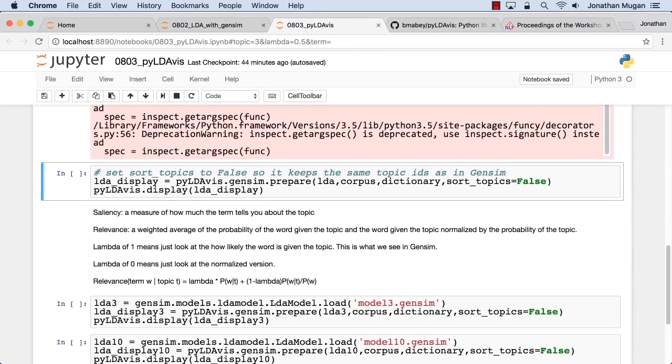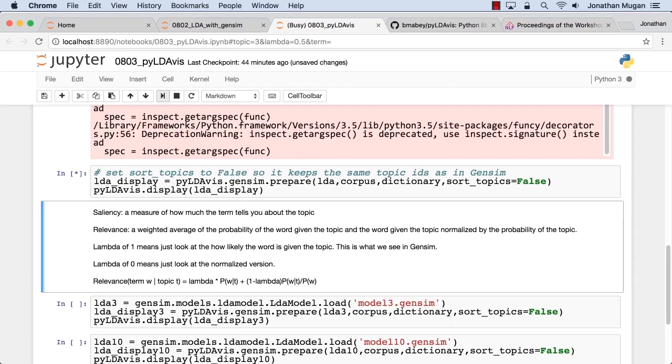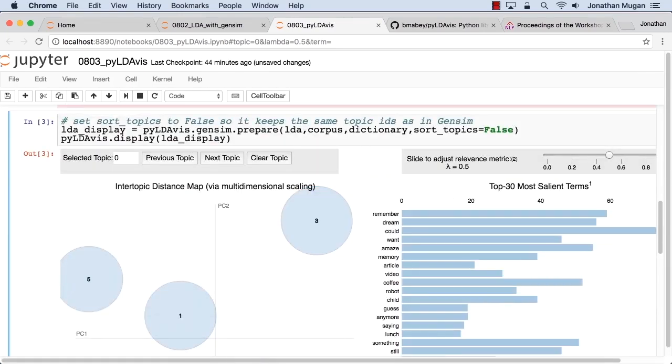So we have pyLDAvis.gensim.prepare, the LDA model, the corpus, the dictionary, and we're going to say sort topics equals false. What that means is keep the topics in the same order they were in gensim. And then we're going to do pyLDAvis.display. So let's first clear topics here.